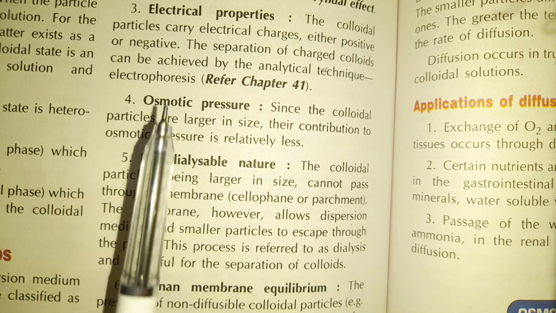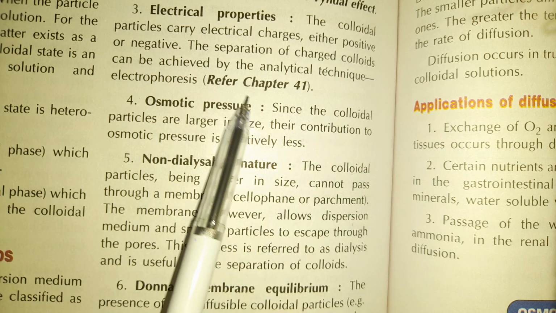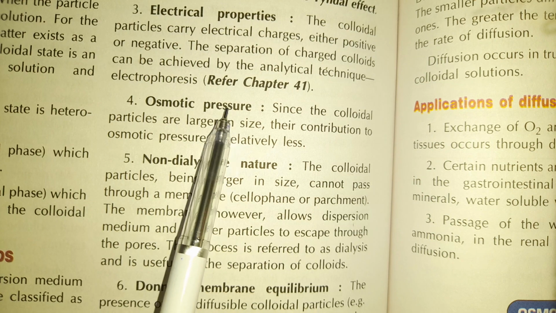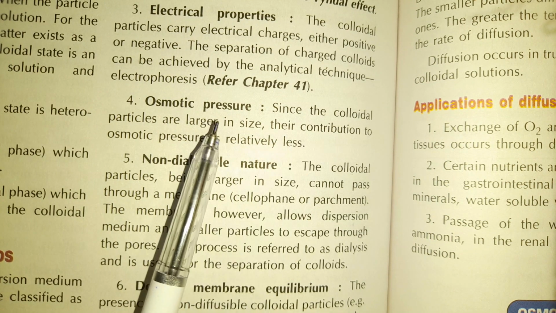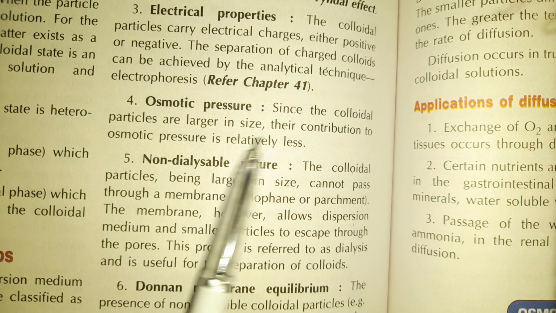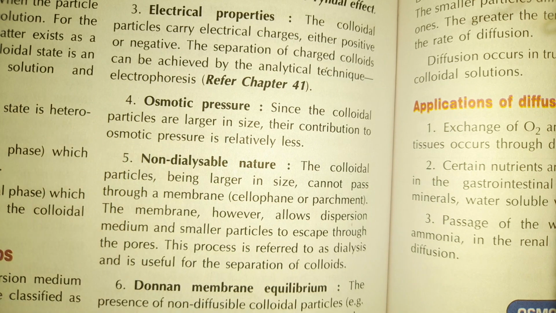So, what is osmotic pressure? Osmotic pressure is actually the pressure which stops the process of osmosis. Particles which are smaller in size contribute a lot to the osmotic pressure that is stopping the process of osmosis. But the colloidal particles, which are from 1 to 100 nanometers, are a bit large, so they do not relatively contribute to the osmotic pressure.